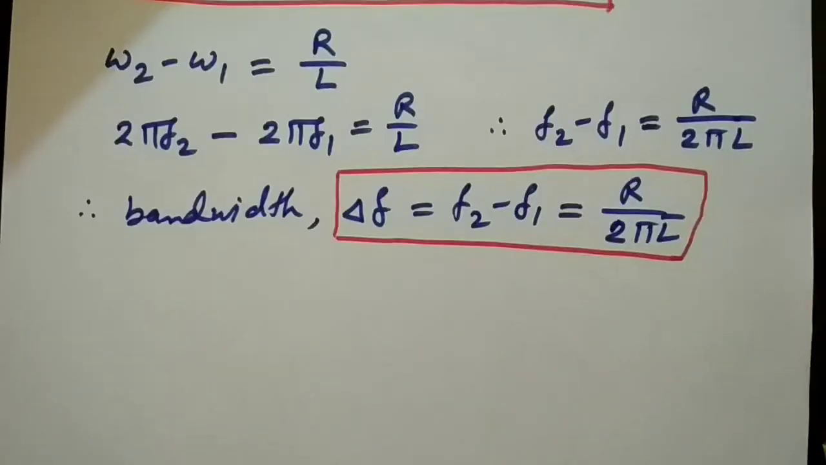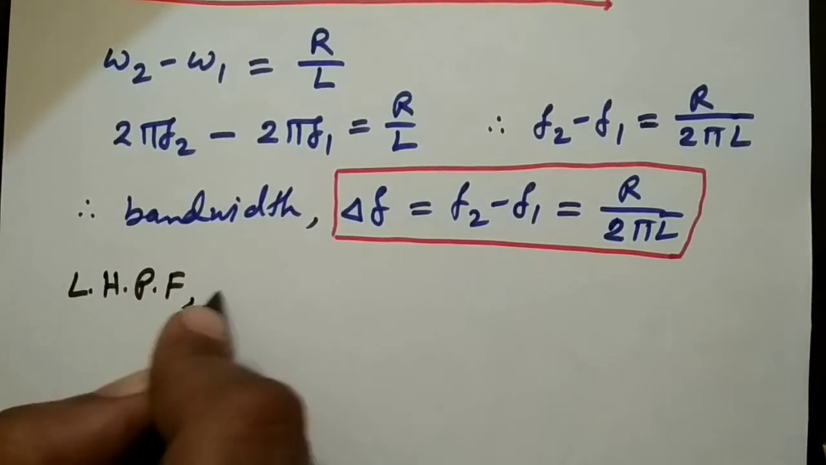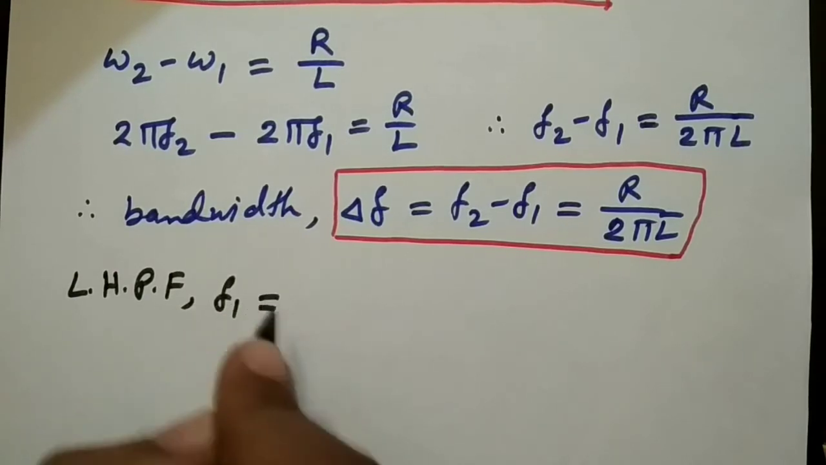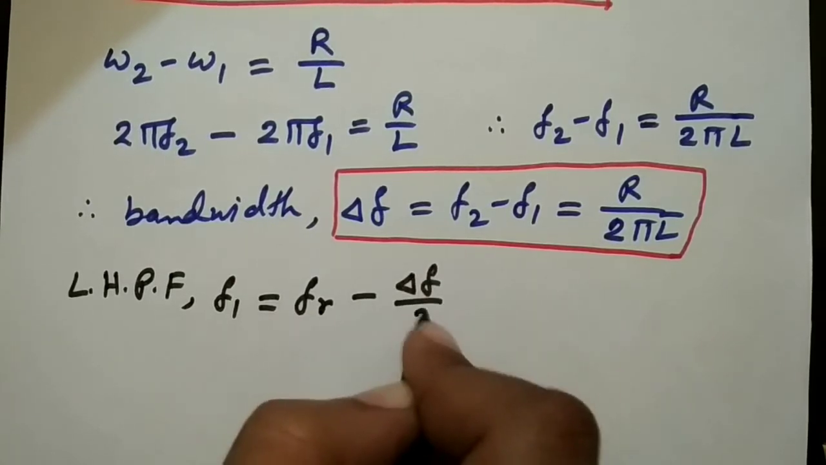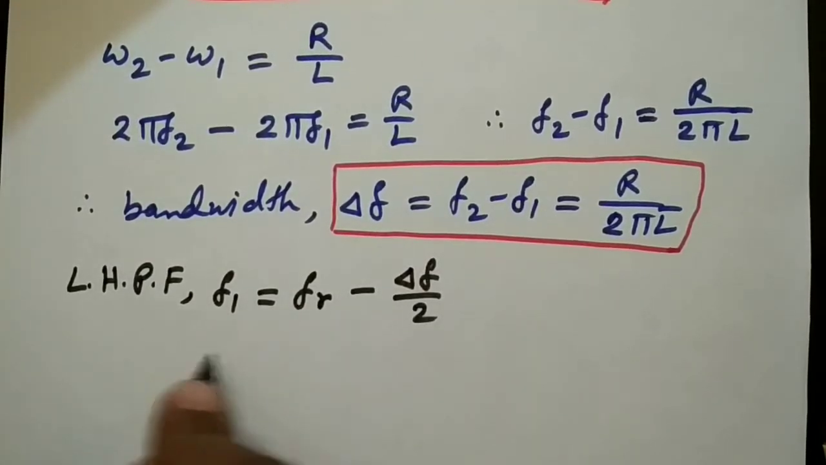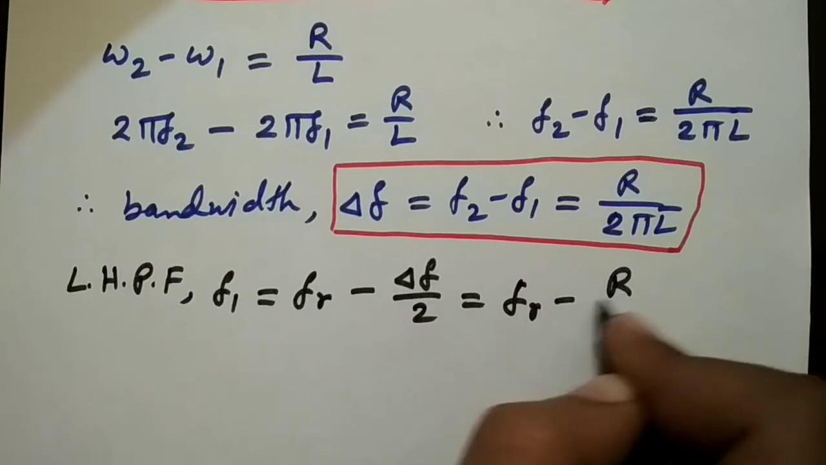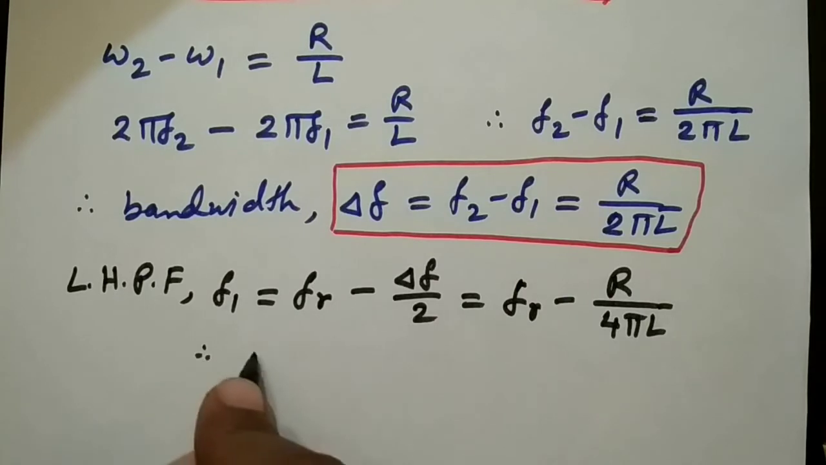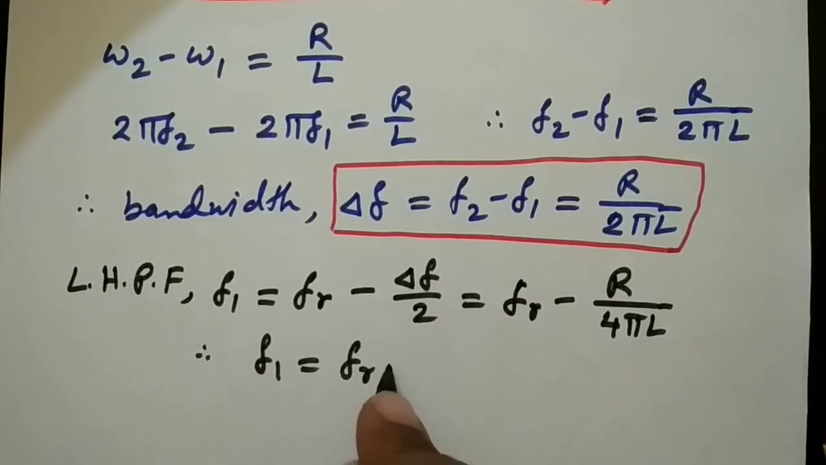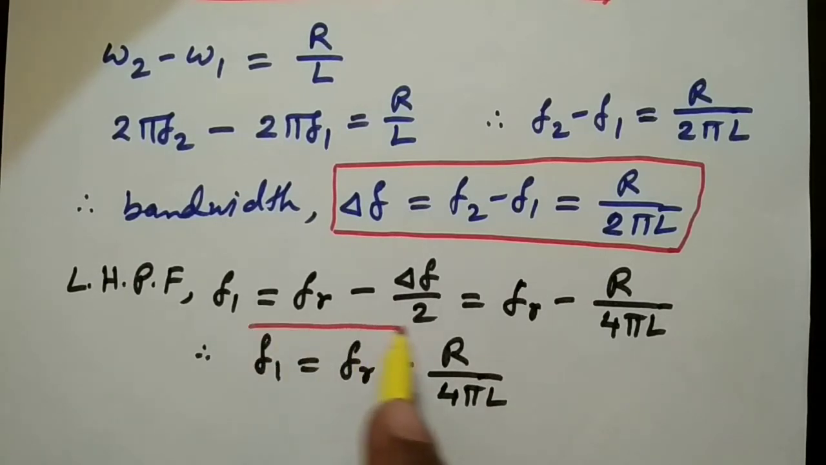So now the lower half power frequency, that is f1, can be written as fr minus bandwidth, that is del f upon 2, and it can be written as fr minus R by 4 pi L. So f1 is fr minus R by 4 pi L. This is the value of the lower half power frequency.